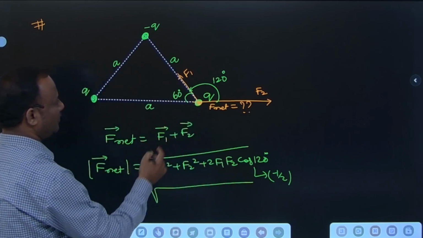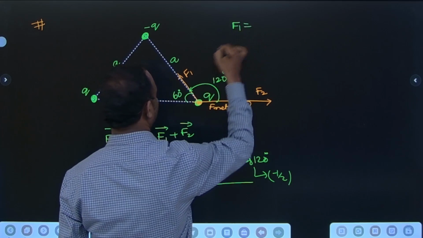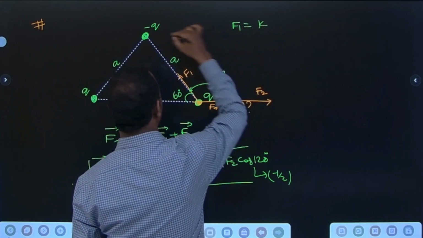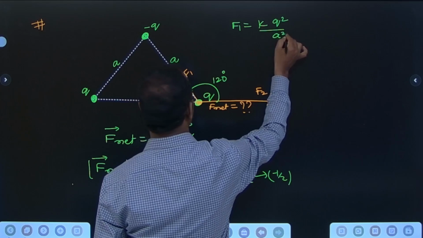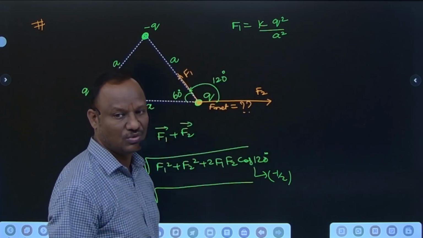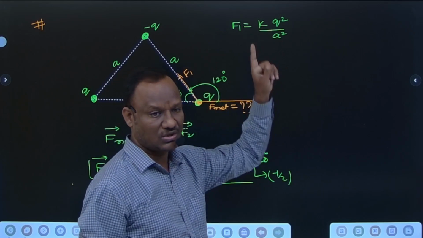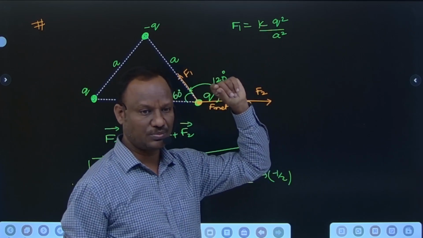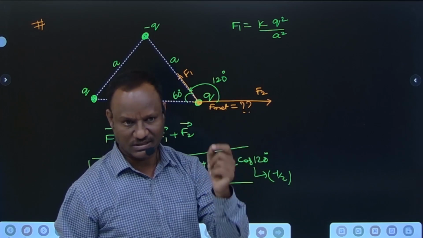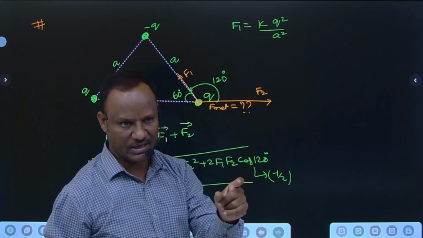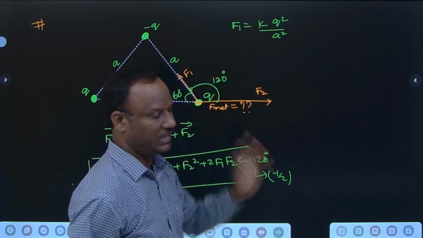Now what is F1 and F2? F1 is K Q into Q, that is, K Q square by A square. Don't write minus. Minus indicates only its direction. Electrostatic force is directly proportional to the product of magnitudes of two charges. It's a magnitude. Even if there is a minus, you have to take it as plus only.